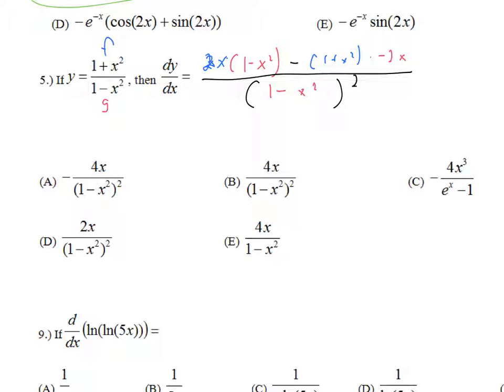In the numerator, we can distribute. So we'll distribute through a 2x. So I have 2x minus 2x cubed. I'm distributing through a negative 2x, and I'm also distributing through a negative 1. So those negatives are going to kind of cancel each other out. So plus 2x, minus plus, I just said they're going to cancel out, 2x cubed. These guys end up canceling, and we have 4x in the numerator.